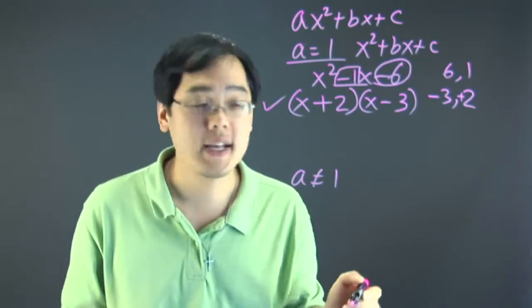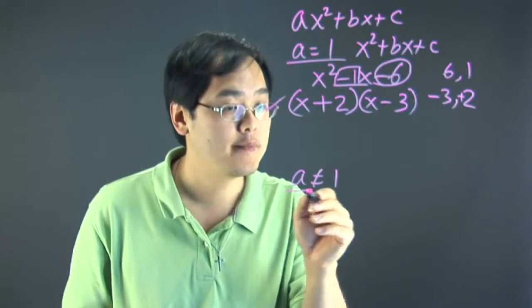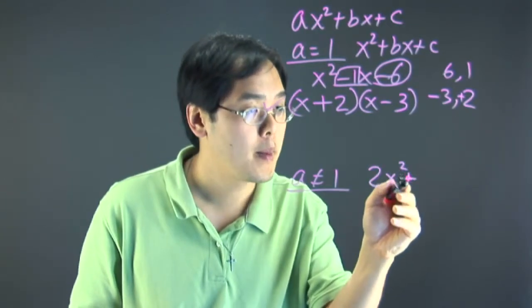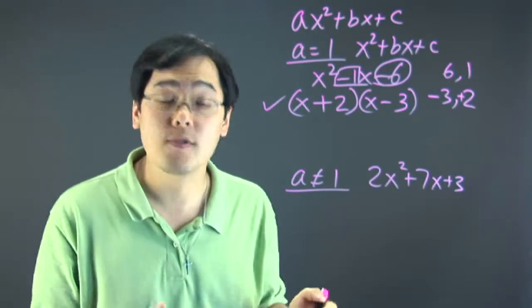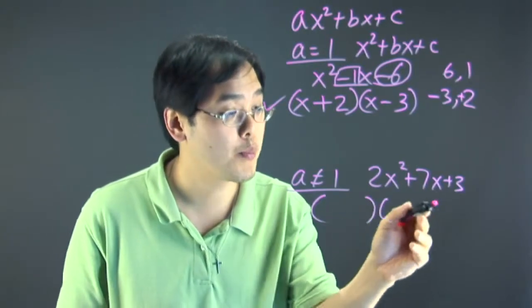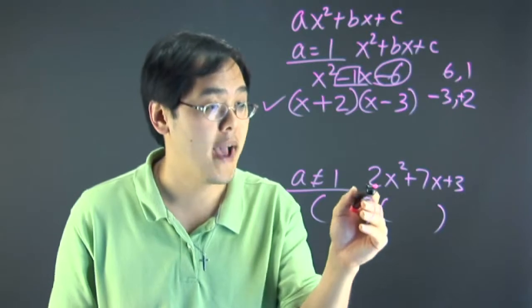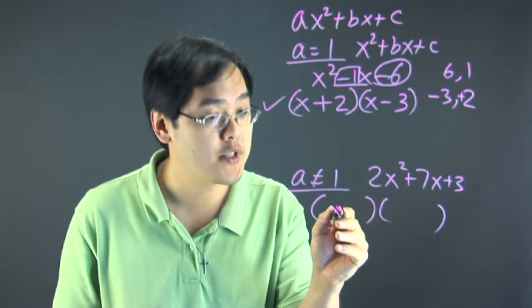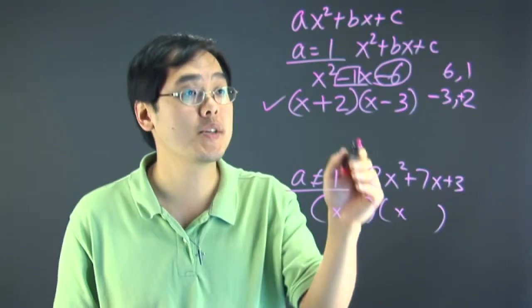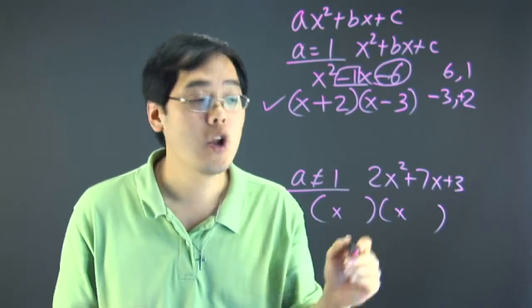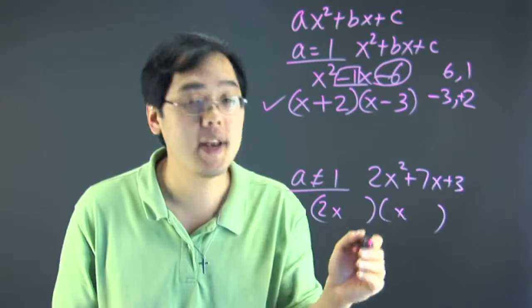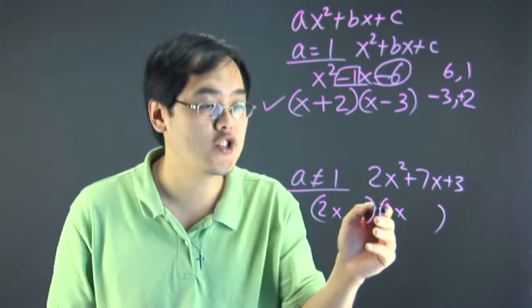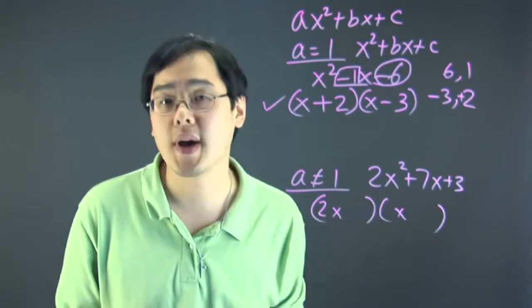Now let's talk about where a is not equal to 1. Suppose you have 2x squared plus 7x plus 3. Suppose you want to factor that. You can factor it the same way if you like. Go into the parentheses format. Now, 2x squared breaks up into 2x and x. It's very similar to what you have up there. You have to think about what two numbers multiply to give you 2. In this case, it's 2 and 1, and I normally don't write the 1 because it's generally implied, so we'll leave it as 2x and x.